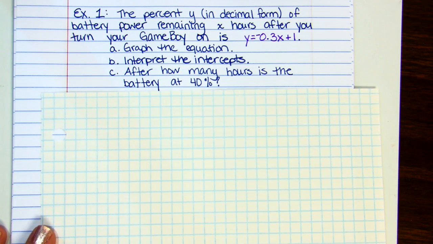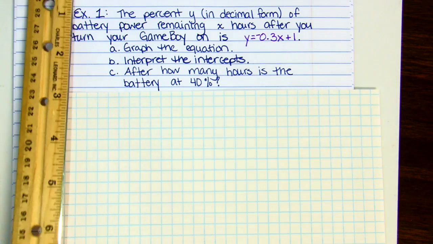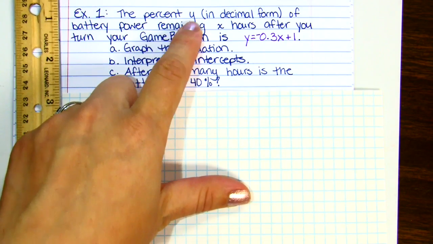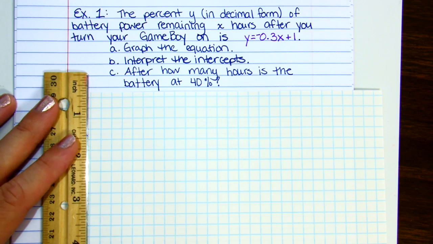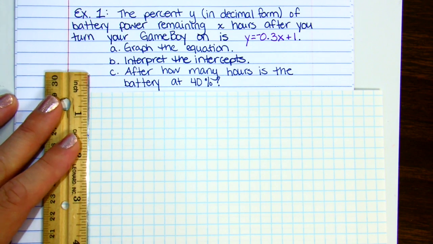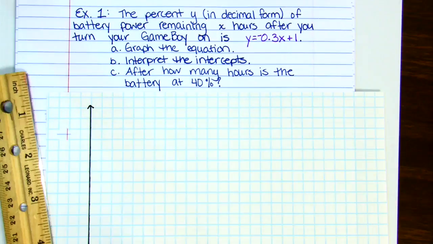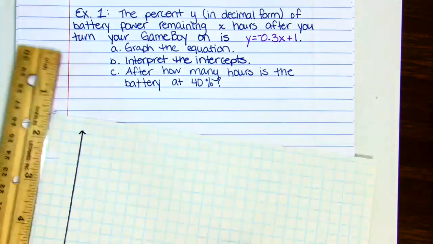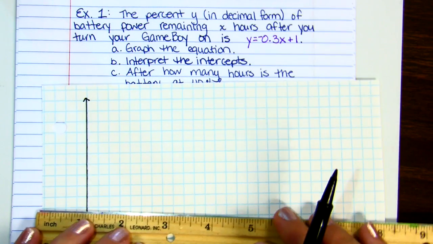So when I graph this, I want to keep in mind what I'm doing. We're talking about a situation where we're only going to have positive y values because we can't have a negative percent. We can't have negative 10% left of our battery. And we can't have negative time. We can't say, I turned my Game Boy on negative 3 hours. That doesn't make any sense at all. So I only really need my first quadrant here.